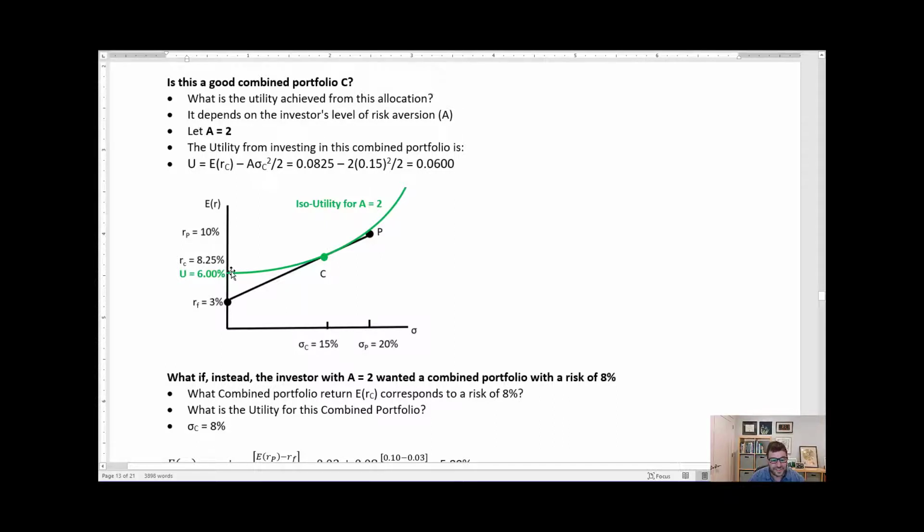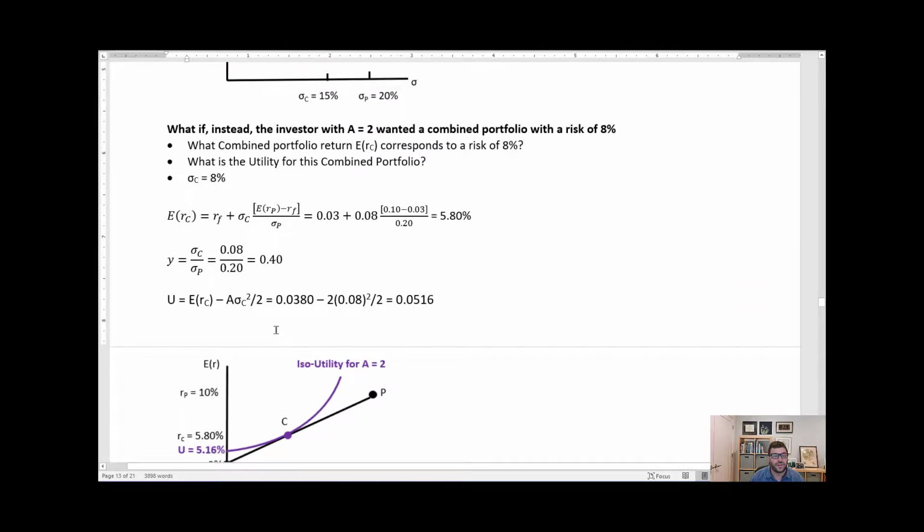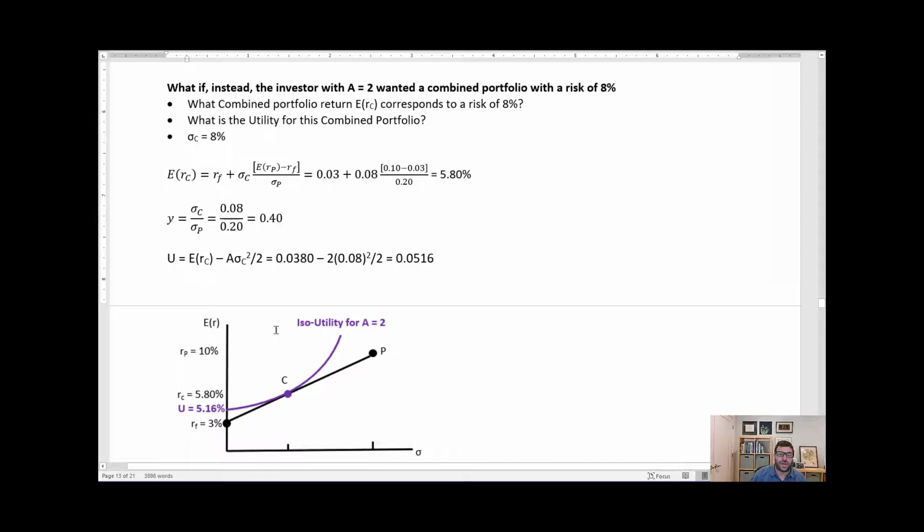What if instead the investor with A equals 2 wanted a risk of 8%? So instead of having a risk of 15, they chose a risk of 8. And so they're going to be somewhere over here instead. Let's see what combined portfolio return corresponds to a risk of 8 and what the utility is. Now I can plug in again, but instead of the value I plugged in before for the risk, 0.15, I plug in 0.08. And I see that this investor now has a return of 5.8%, which corresponds to 40% of their money in the risky asset.